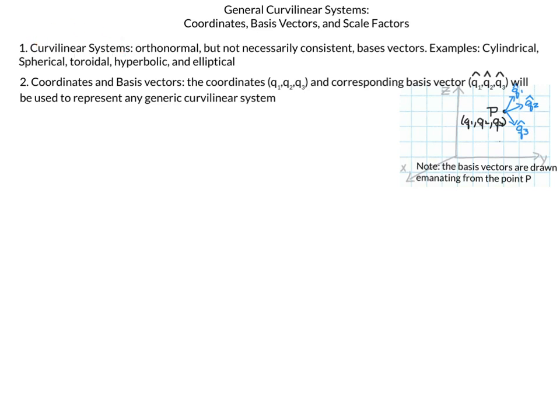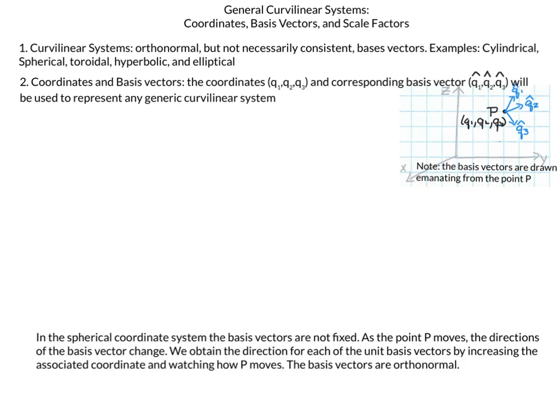So in general, our curvilinear systems will be orthonormal. They'll have orthonormal bases, but the bases are not necessarily consistent, so they may change as we move throughout the space, as we saw with our cylindrical and spherical coordinate systems. As you recall, in our last videos with cylindrical and spherical coordinates, we saw the basis vectors were not fixed. As we moved the point P around, or as we moved throughout the space and chose different values for P, the directions of the basis vectors changed.